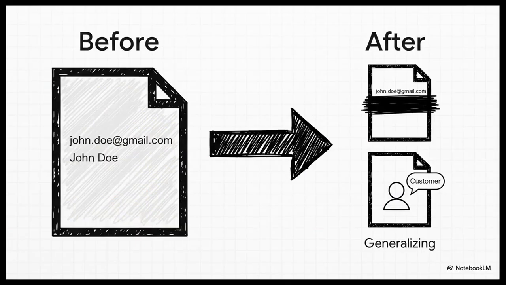This whole process is called redaction, or masking. It's all about transforming that sensitive data before anything happens. You can either just swap it out with a placeholder, like [EMAIL REDACTED], or you can generalize it, turning a specific name like John Doe into a generic word like "customer." Both methods get you to the same goal, protecting that original PII.